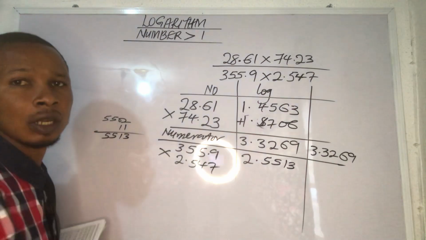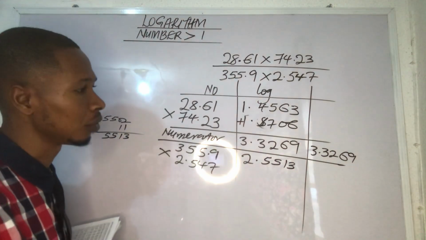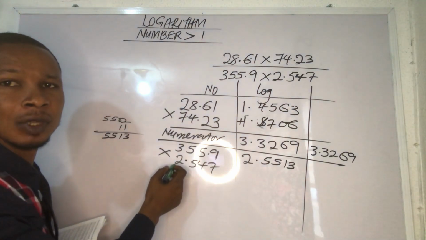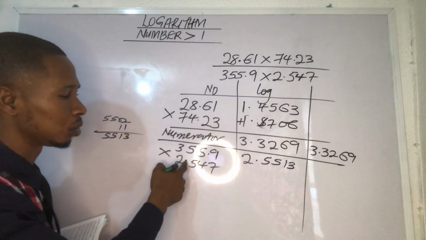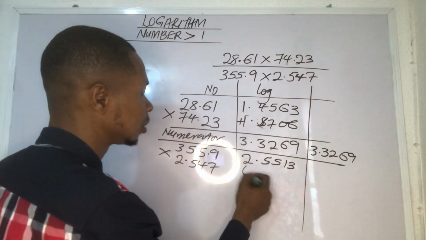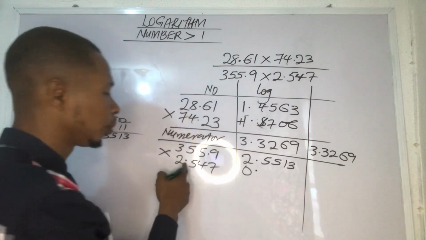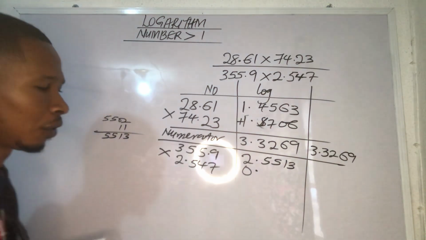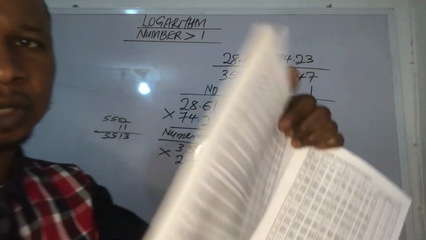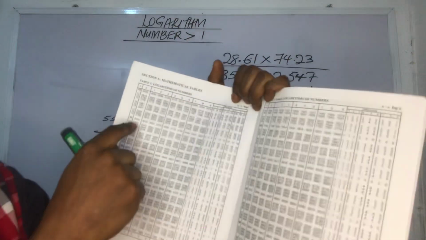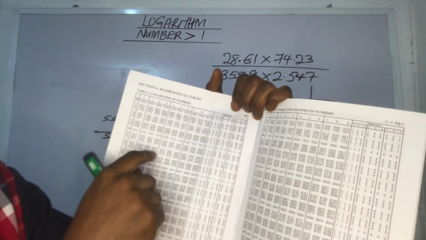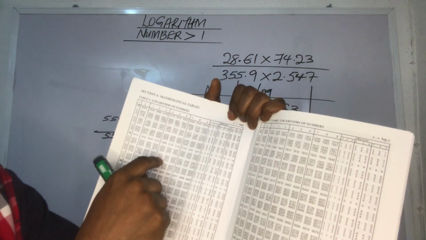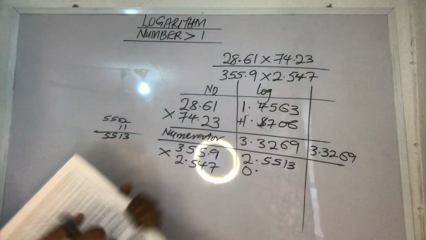Multiply by this one now, which is 2.547. I said the decimal point is supposed to be in front of the first non-zero digit, and the first non-zero digit here is 2. Since the point is already in front of the 2, the characteristic will be 0. So you have a 0 point because the point is not moving in any direction. Then you check 25 under 4 using your logarithm table. 25 under 4 is 4048.